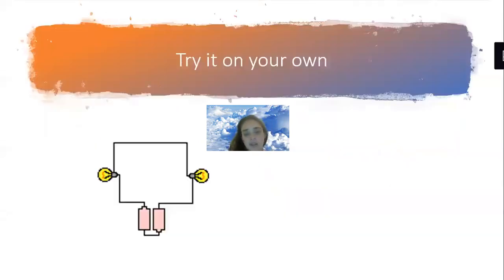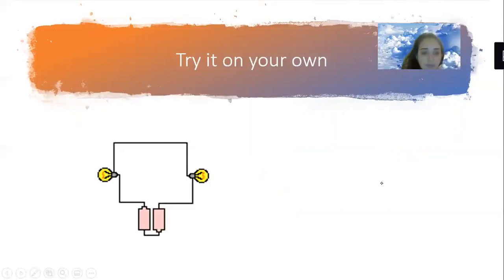All right, so now we're trying this on your own. We have a circuit diagram here, a circuit drawing. So now you should try to copy a schematic drawing using the symbols that we just learned. All right, take the next minute or two to do that, and press pause on the video to give yourself enough time.